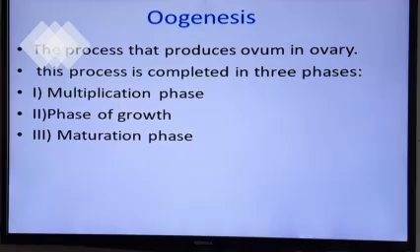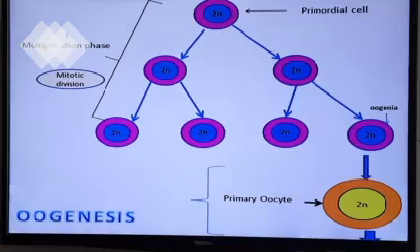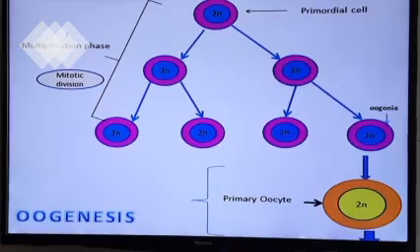How does this process go on? For detail, see oogenesis. Look at the screen. Here, the first one is the multiplication phase. In the multiplication phase, what happens? The follicle stimulating hormone stimulates germinal cells. These germinal cells undergo cell division to increase their number. It is a number increasing phase, so it is called the multiplication phase.